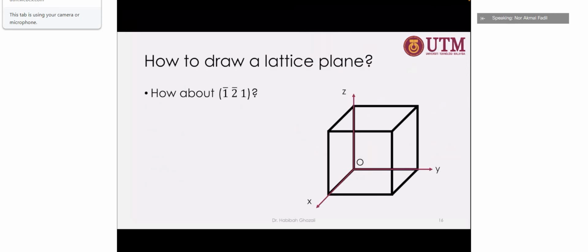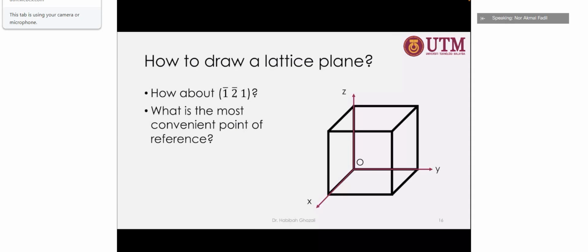How about 1 bar, 2 bar, and 1? This one is negative. So how to do this? What is the most convenient point of reference, meaning the origin? So look at this. Why do we select this? Because we know that x is negative and y is negative. So you need to choose the negative axis.